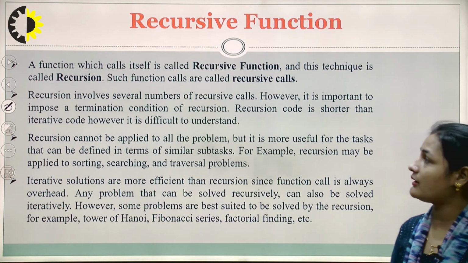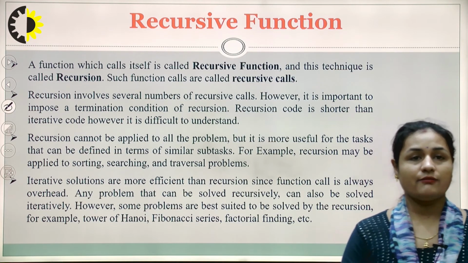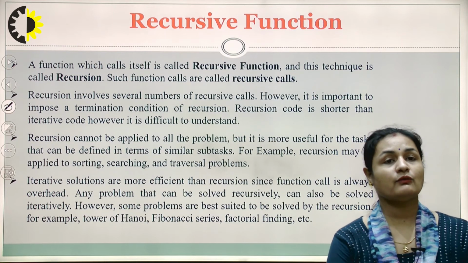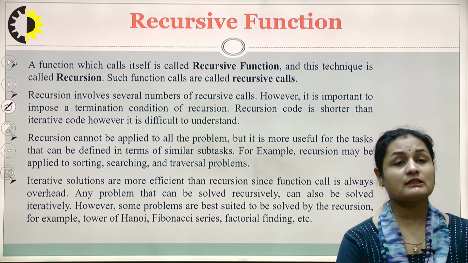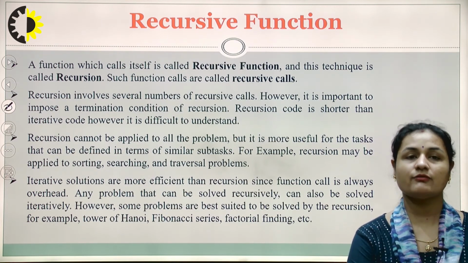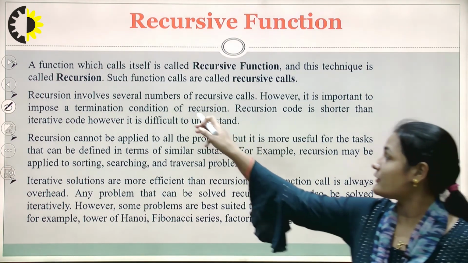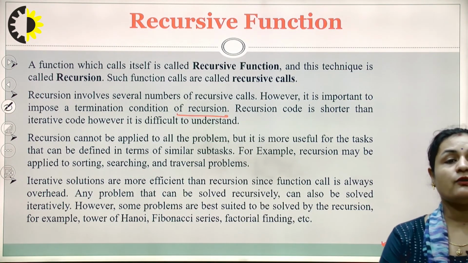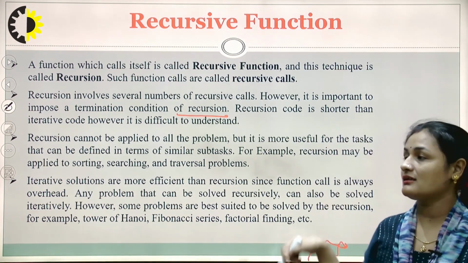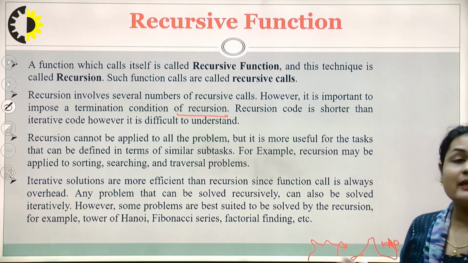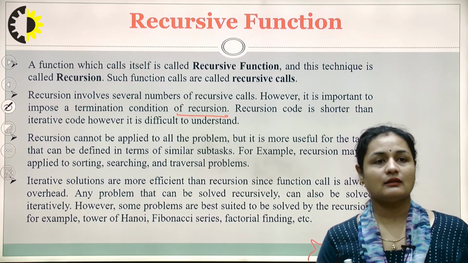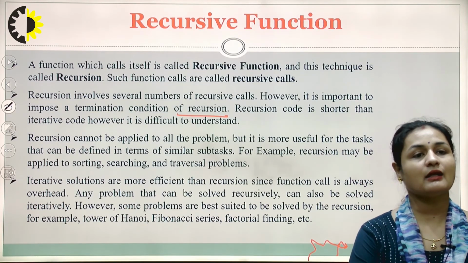Now what is a recursive function? A recursive function is a function that calls itself, and these types of calls are known as recursive calls. Recursion involves a number of recursive calls. However, it is important to impose a termination condition for recursion. We must impose the termination condition. Recursion code is shorter than iterative code. When we use recursion instead of looping, the recursive code is shorter in length than the looping code. However, it is difficult to understand.